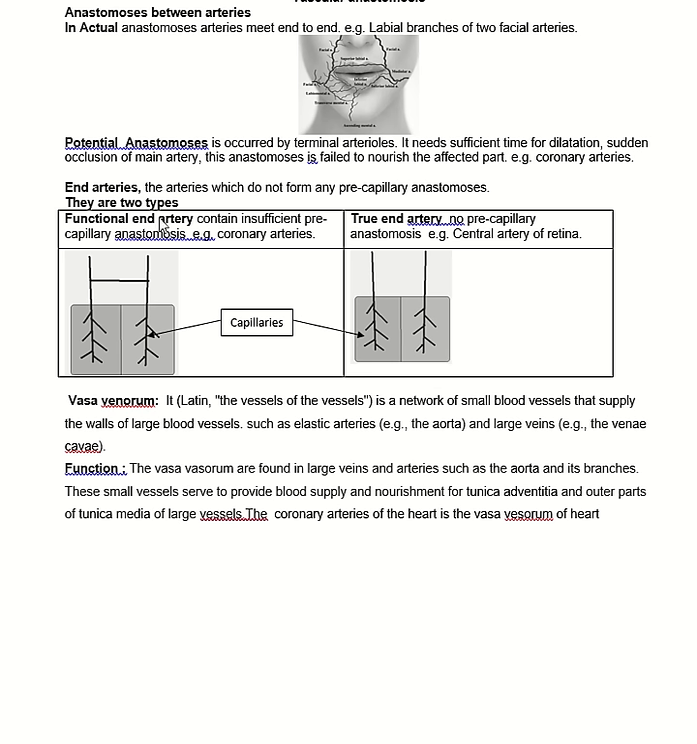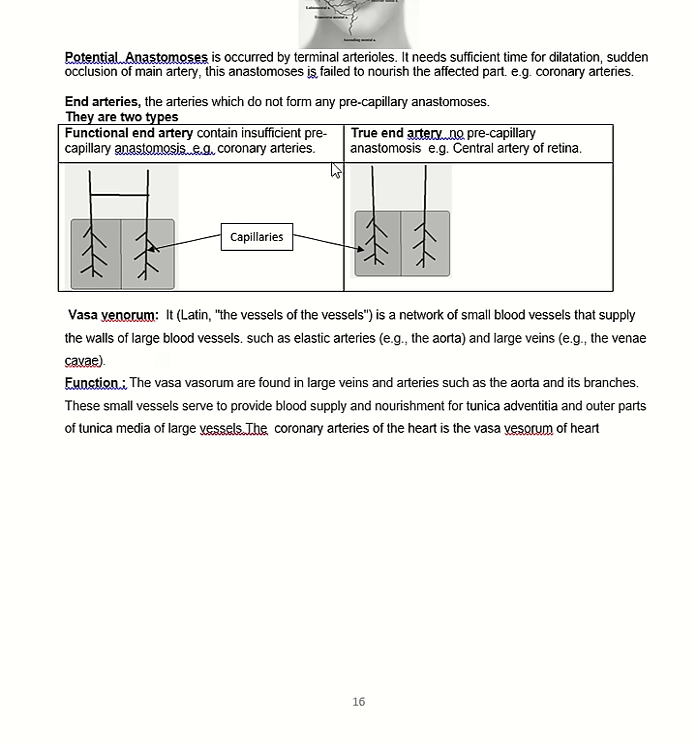What is an end artery? An end artery is one which does not form any capillary anastomosis. End arteries are of two types: functional end artery and true end artery. Functional end arteries contain insufficient capillary anastomosis, for example, the coronary artery. If there is sufficient time for dilatation, they can successfully establish connection between two sets of arteries and prevent necrosis of the particular part. In true end arteries, there is no capillary anastomosis. One example is the central artery of the retina.